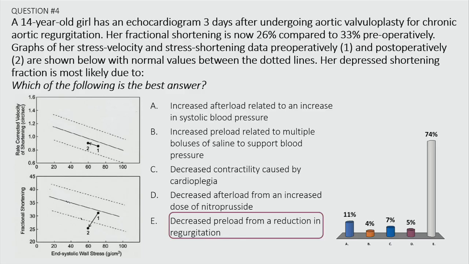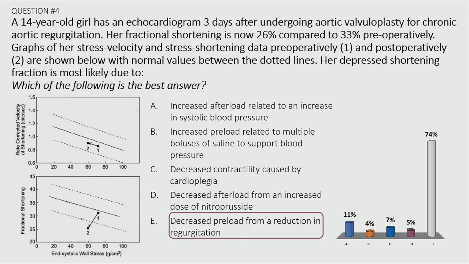On the bottom graph, the other thing you can tell from both these graphs is what's happening to wall stress here, okay? Wall stress is going down. Both graphs show the same thing. At point 1, we're at something like 75, and then post-op, we're going to a wall stress of 60. So afterload is doing what? Afterload is decreasing. And with a decrease in afterload, you would expect ejection fraction to increase. But the change we're seeing is in the opposite direction. So clearly, afterload can't account for the decrease in the ejection fraction, or sorry, the shortening fraction in this case.